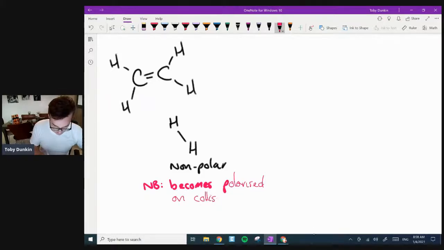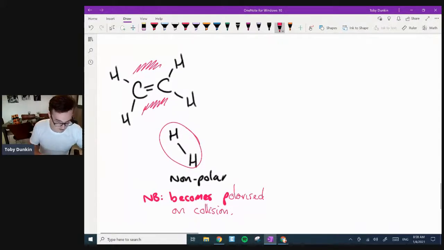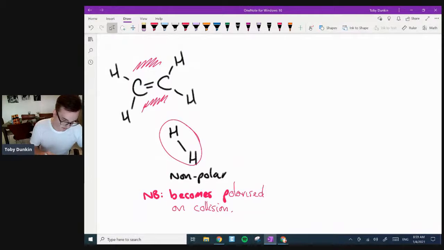On collision, the cloud of electrons surrounding the hydrogen, rather than being even, because the double bond is electron rich, this is electron dense. Alkenes, the double bond has a region of electron density. It's another key point there. I hate the different sizes of text, not that it matters. On collision, the cloud of electrons is going to shift, and this hydrogen molecule will become polar as a result of that collision.